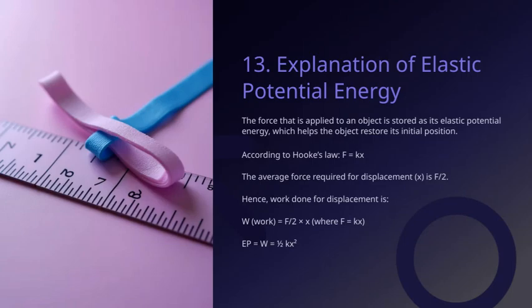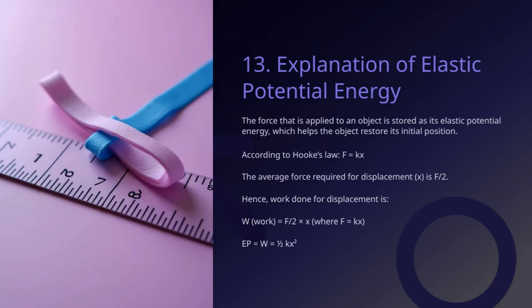Now let's take a closer look at elastic potential energy. As you can see, the potential energy stored in a spring or elastic object is given by the formula EP equals W, which is 1/2 kx squared. Here, k is the spring constant, and x is the displacement from the equilibrium position. When we talk about work done to stretch or compress the spring, it's important to note that work, W, equals half of the force applied times the displacement, or F over 2 times x.